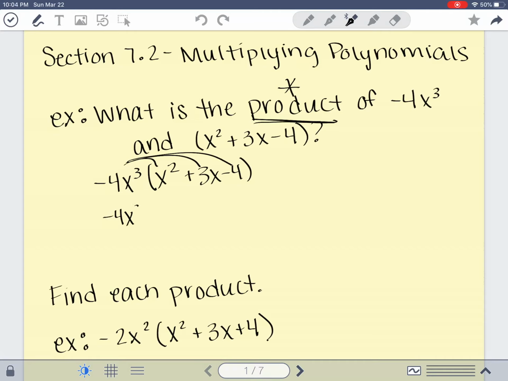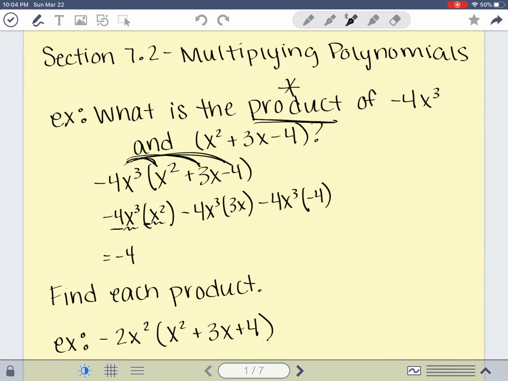So if it helps, you can rewrite it as negative 4x cubed times x squared, and then another negative 4x cubed times 3x, and another negative 4x cubed times a negative 4. Remember, it is being distributed to each of these. All right, so this first piece, negative 4 times, remember there's a little 1 out here, even if you can't see it. So negative 4 times 1, we get negative 4.